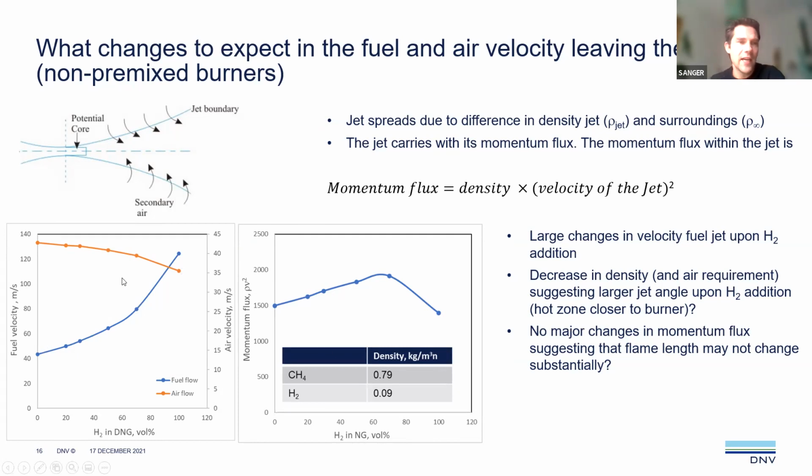So if you switch from natural gas to hydrogen, the fuel velocity increases, of course, by a factor of 3 when you keep the energy density constant. But that does not impact the momentum flux that much, because your density is also changing. So basically, what do we expect when we add hydrogen to natural gas for these diffusion-type burners? We expect an increase in the angle of the jet, so that the flame zone crawls closer to the burner surface. But we also expect not that many changes in the flame length, though it also depends, of course, on the burner. And later on, we will show some examples.